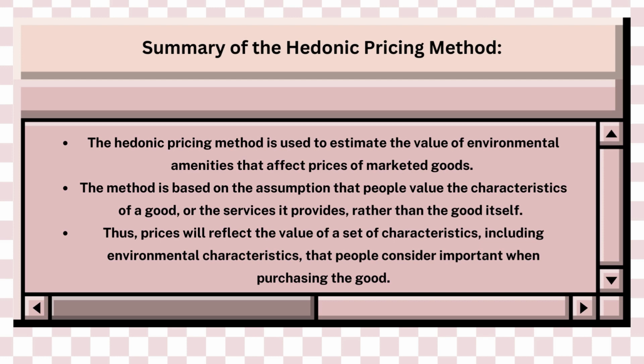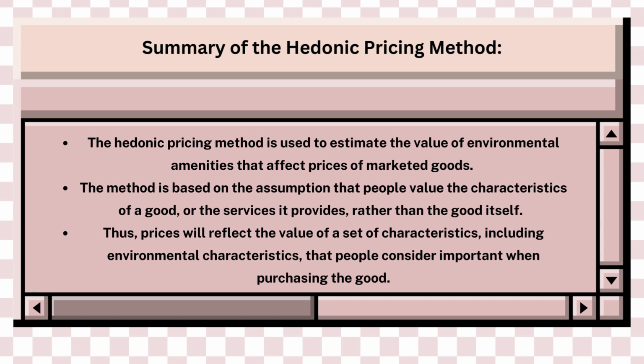Summary of the hedonic pricing method. The hedonic pricing method is used to estimate the value of environmental amenities that affect prices of marketed goods. Most applications use residential housing prices to estimate the value of environmental amenities. The method is based on the assumption that people value the characteristics of a good, or the services it provides, rather than the good itself.